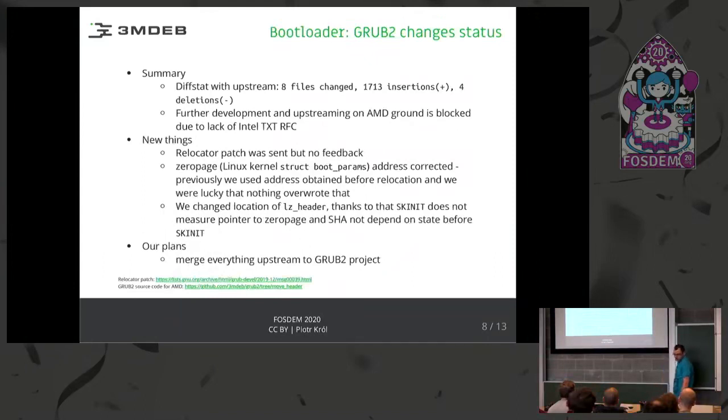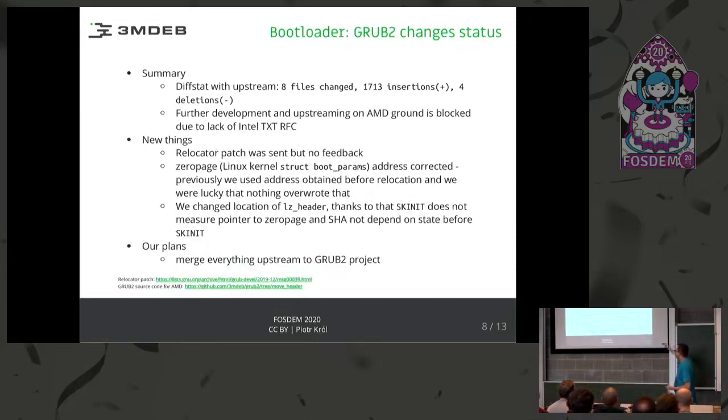In case of bootloader, it's like 1,700 lines change to GRUB. We want to upstream that. We're waiting for RFC for Intel TXT just to make sure that everything will be aligned and have common design. But the fork of GRUB is on our GitHub, and you can also take it and try to use that. We changed a bunch of things.